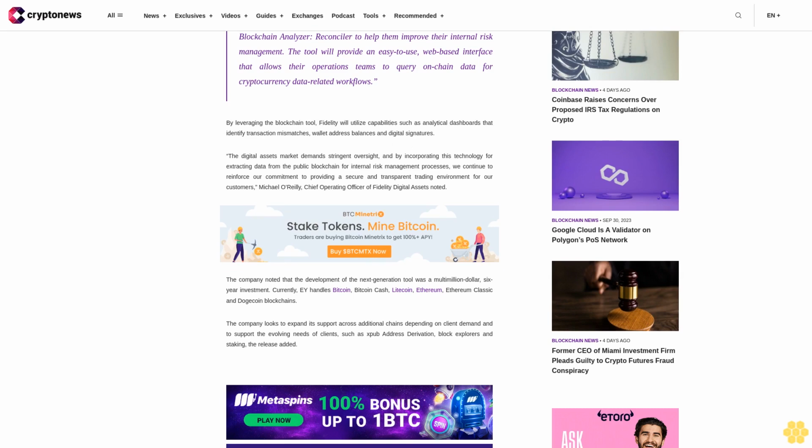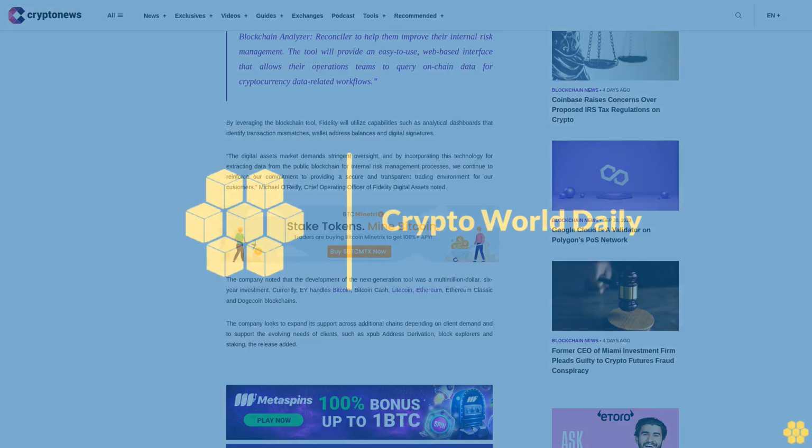The company noted that the development of the next generation tool was a multi-million-dollar, six-year investment. Currently, EY handles Bitcoin, Bitcoin Cash, Litecoin, Ethereum, Ethereum Classic, and Dogecoin blockchains. The company looks to expand its support across additional chains depending on client demand and to support the evolving needs of clients, such as XPUB address derivation, block explorers, and staking, the release added.